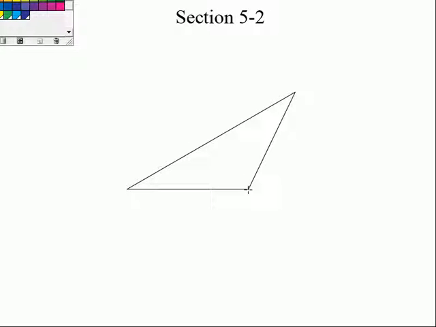Okay, let's start here at this vertex and draw an altitude. Did I say median before? Yeah, I think I did. I meant altitude. I'm sorry. Let's draw an altitude to this side right here.